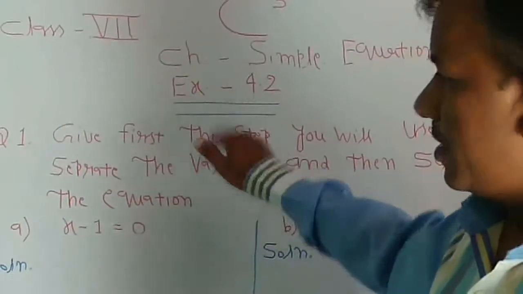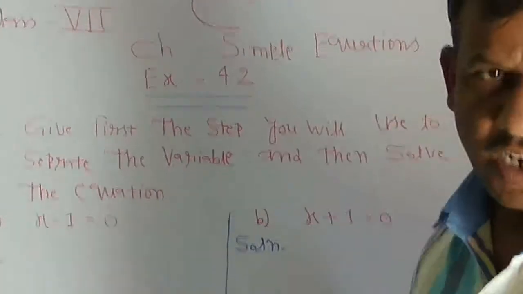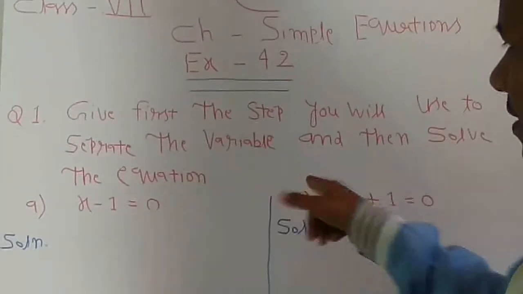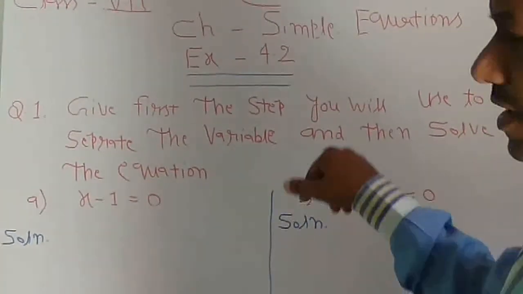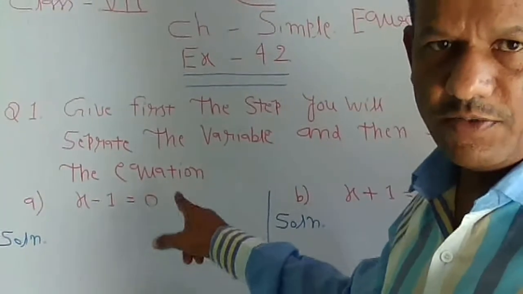Today we are going to start exercise 4.2 of chapter number 4, simple equation. Number 1 is, give first the step you will use to separate the variable and then solve the equation. Number 1, part A is x minus 1 equal to 0.